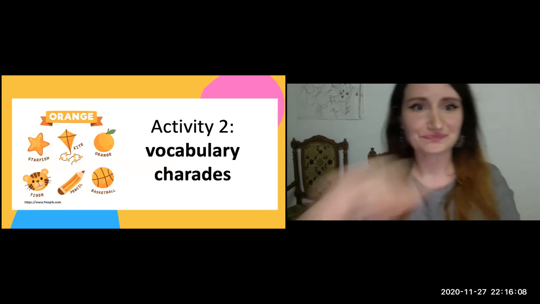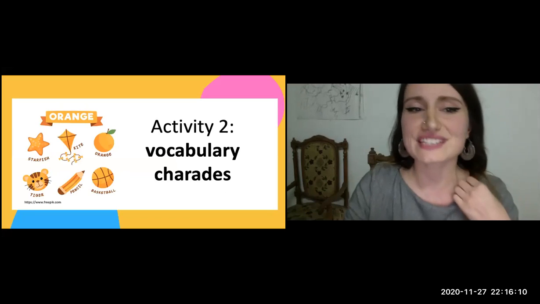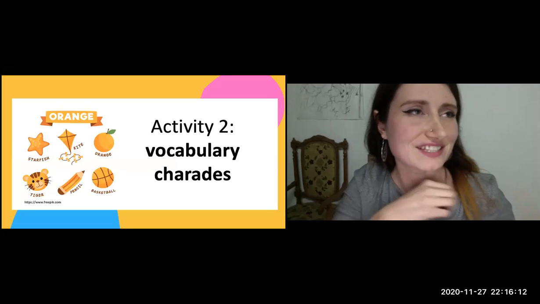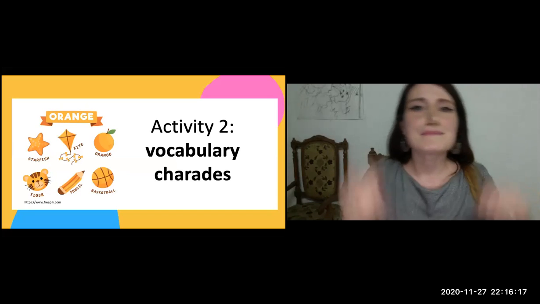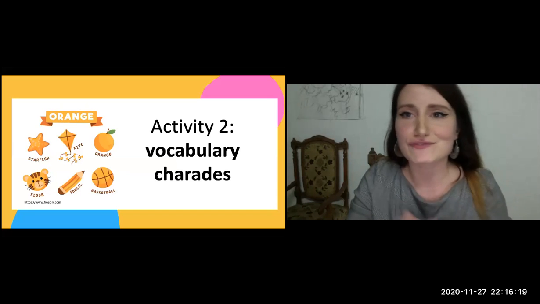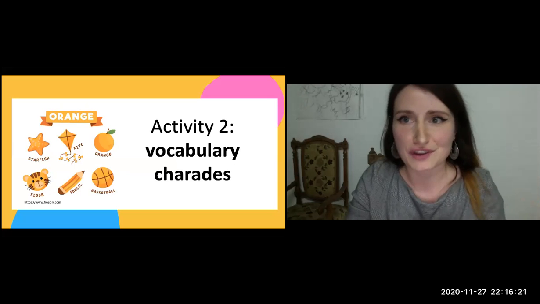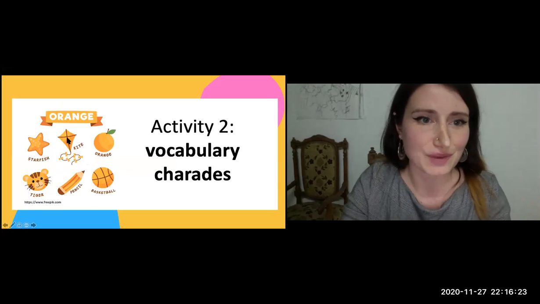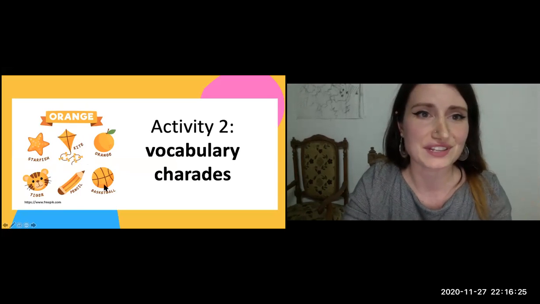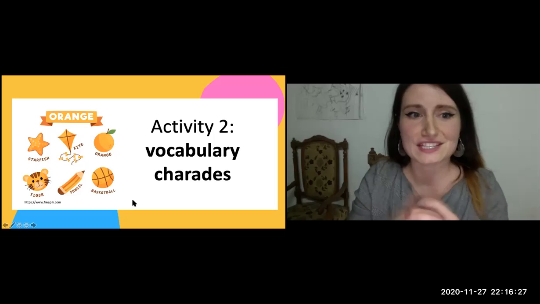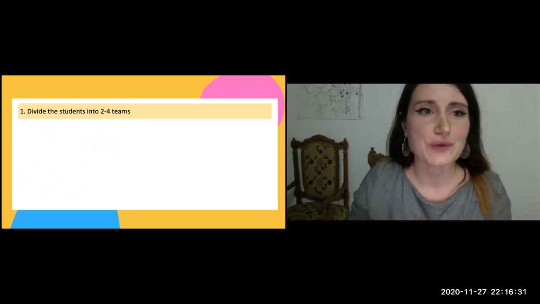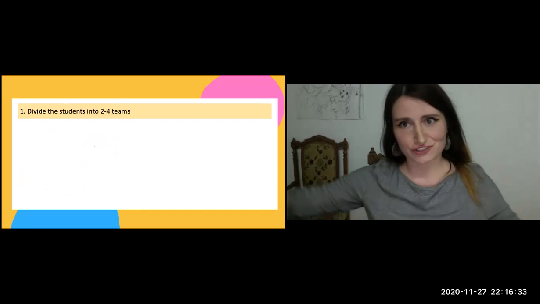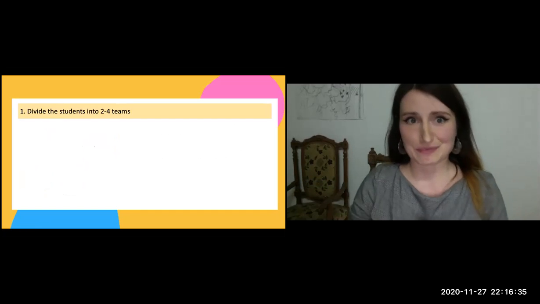Okay. This one, I think has other names, but I call it vocabulary charades. So imagine your students have already learned some vocabulary beforehand. We're going to use these as our examples. These are things that are orange. Okay, so once again, divide your students into teams.